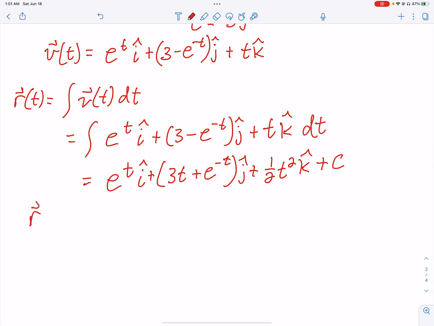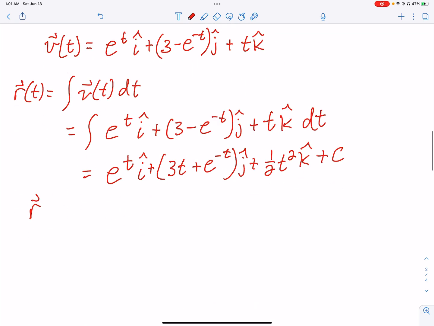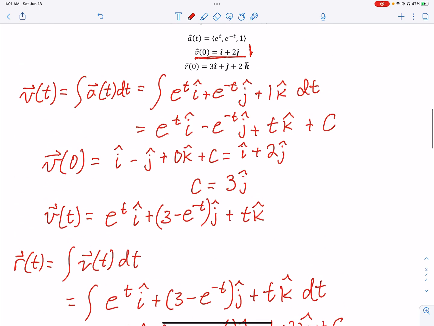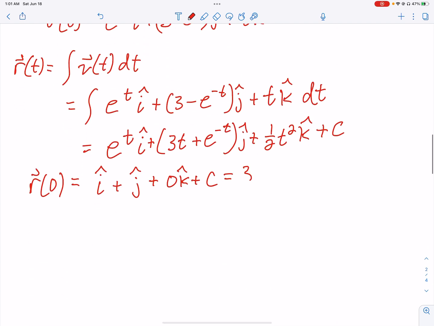So r of 0, I get i, plus, if I plug a 0 in there, I get j, plus 0k, plus c, and then the initial condition they gave us was 3i, j, 2k. And I'm solving now by subtracting things over. We get c equals 2i. I subtract j, it's gone. The 2k is still there. So that's what c is.